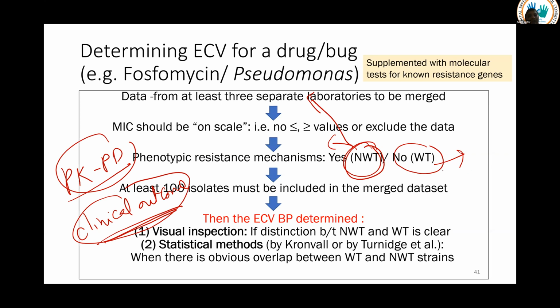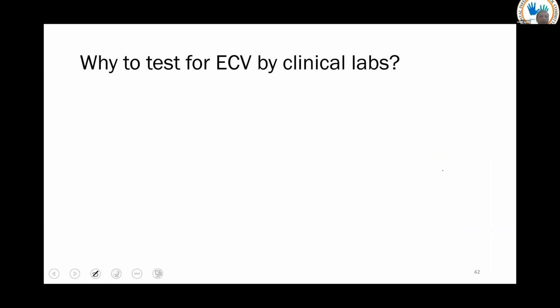Then, in another 1 or 2 years, if you have enough PKPD and clinical outcome data available, you establish the clinical breakpoint. That is how colistin for Enterobacteriaceae now has a clinical breakpoint, but earlier the clinical breakpoint was not there, only the ECOF breakpoint was available. Okay, then why test for an ECOF breakpoint? Now you can ask, sir, the ECOF breakpoint is not useful clinically. So whether we have to test for phosphomycin.